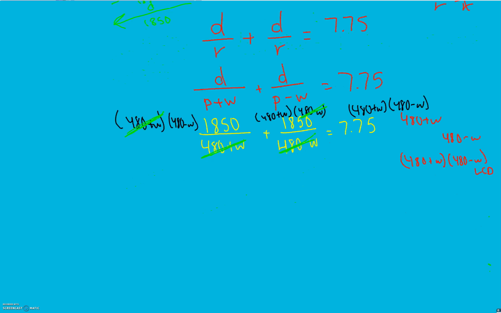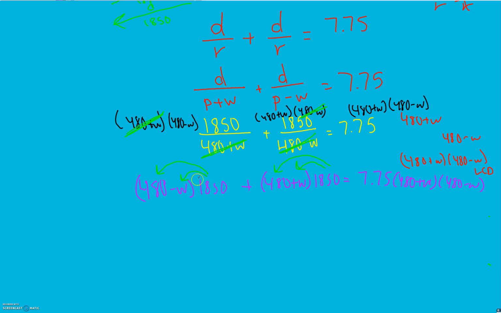I'm going to go ahead and just rewrite what I have right now, just to make it a little bit easier to look at. I have 480 minus W times 1850 plus 480 plus W times 1850 equals 7.75 times 480 plus W and 480 minus W. From here, I'm going to go ahead and simplify each side. I'm going to distribute on the left and FOIL on the right.